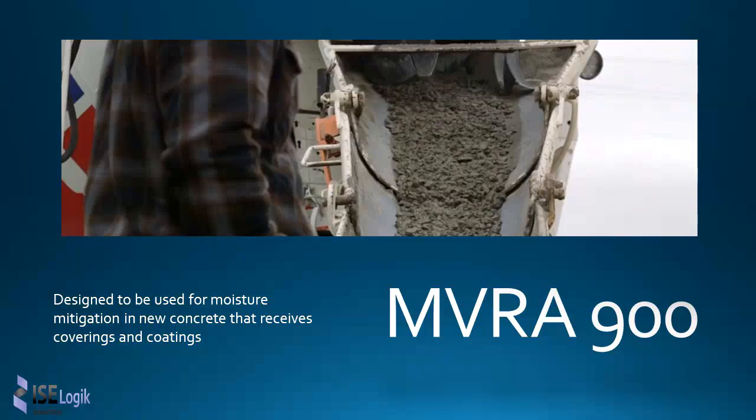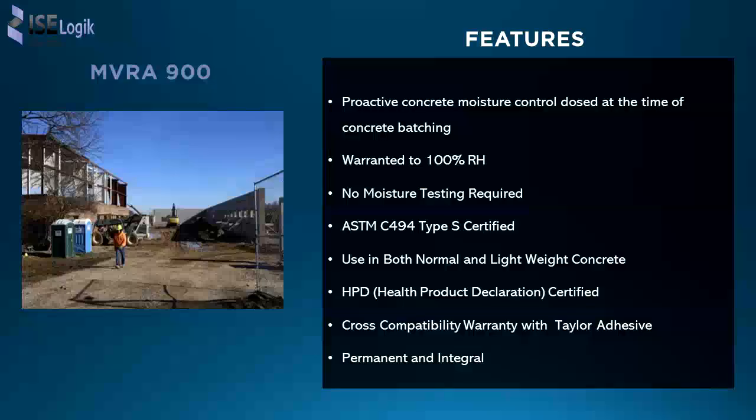We'll take a look at our admixture product. This is designed to be used in moisture mitigation in new concrete that receives coverings and coatings. We'll take a look here mostly for awareness, because from the floor covering side, this would already be in the concrete when you apply your adhesives, etc. So it's a proactive moisture control system dosed at the time of concrete batching, and just like our other products, this also is warranted to 100% RH, no moisture testing required.